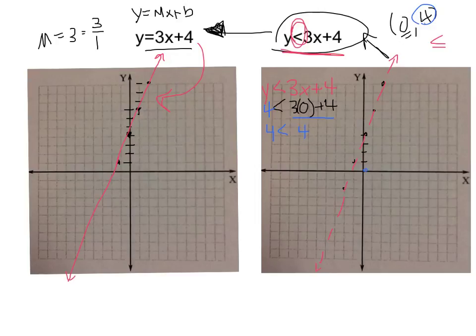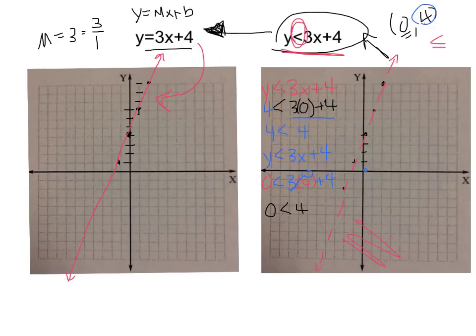So now let's actually pick a point. Let's pick (0, 0). And let's see how (0, 0) satisfies this inequality. We have y is less than 3x plus 4. We're going to put zeros in for our y and our x values. And if we do all that work, we have 3 times 0 is 0, and we'll end up with 0 is less than 4. Is that true? Yes, it is. So this is how I'm going to finish off my graph.